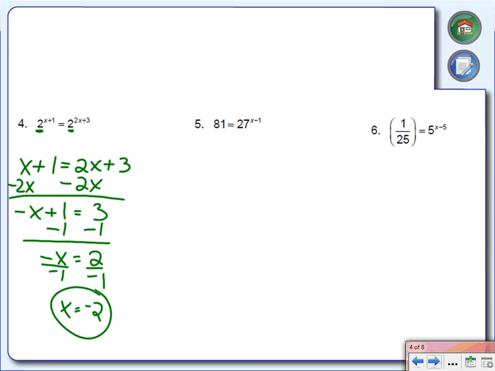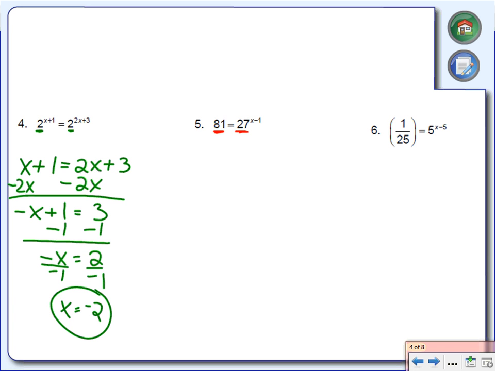All right, let's go ahead and go to number 5. Again, we're going to run into the same problem. Notice how the bases are not the same. So we got to figure out a way so that we can get this 81 and this 27 to have the same base. So how can I rewrite an 81? How can I rewrite a 27 so that we end up having the same base?